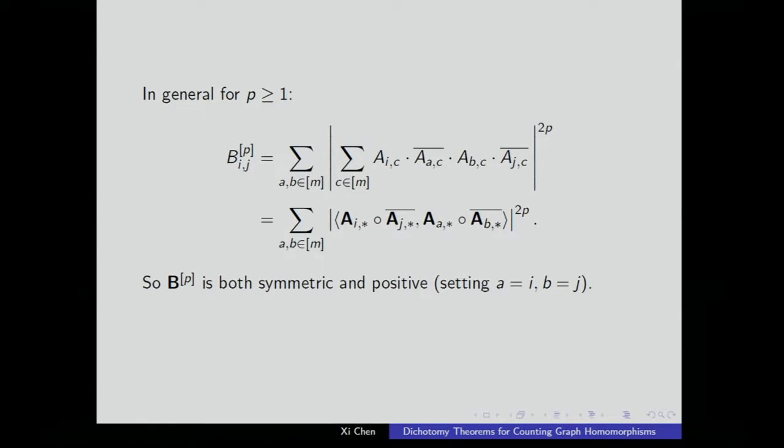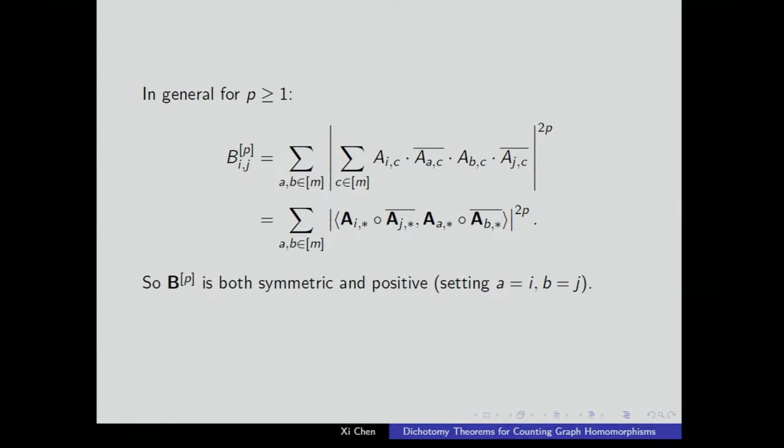It's positive because if you set A to be I and B to be J, then these two are exactly the same vector. And we're taking the inner product of the same vector, so we would get something positive. We would get M, or M to the 2p. So every entry is actually not only non-negative, but positive.